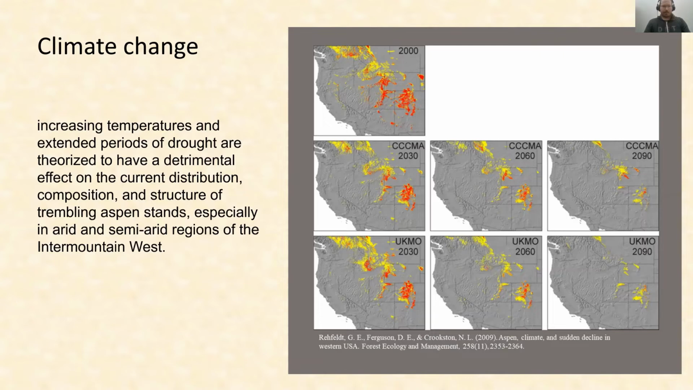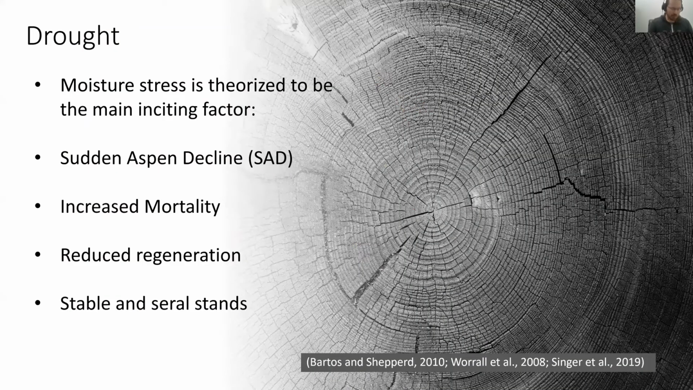So, drought. We thought it would be interesting to investigate these differences in moisture stress and how they are affecting aspen mortality and aspen regeneration. Many of these studies show that moisture stress specifically is the main inciting factor for a lot of these issues that we're seeing with aspen.